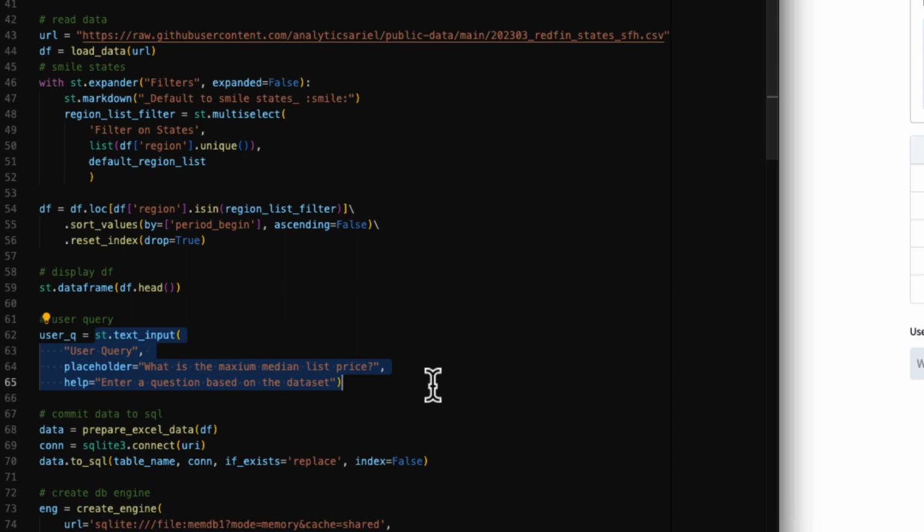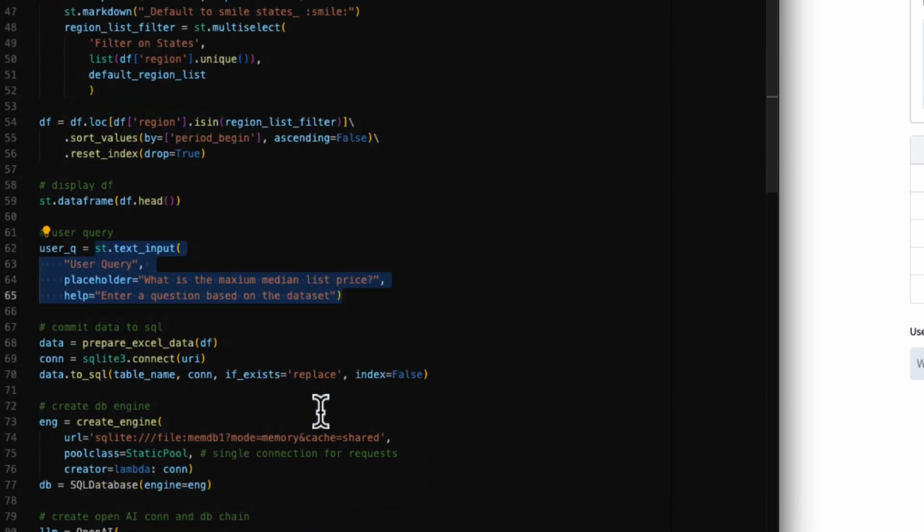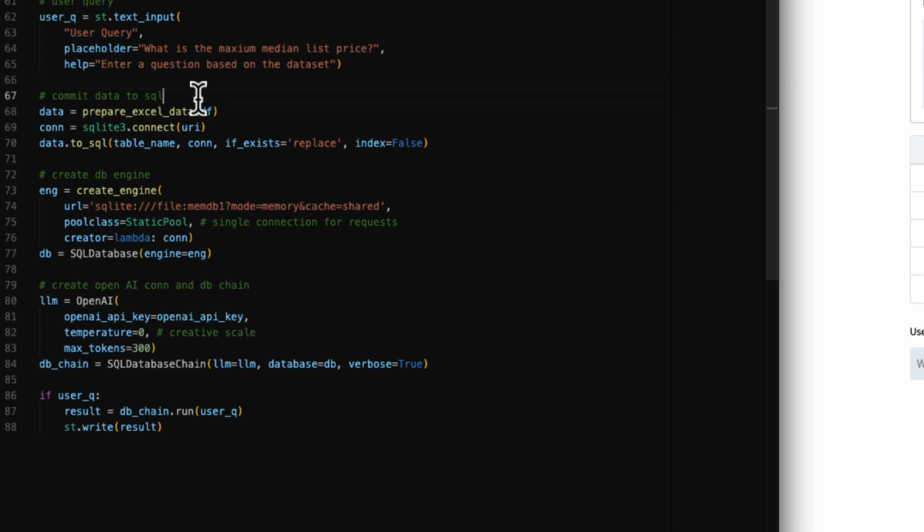Now, of course, the question needs to actually be asked towards data that's in some sort of database. So our next step is to commit this data to SQL. We prepare our data frame by removing underscores in our columns. We then connect to a SQLite database, and then we push this data to our table that we call statesDB. If it's already there, then replace the table. As well, do not add the index. Next, we create the database engine.